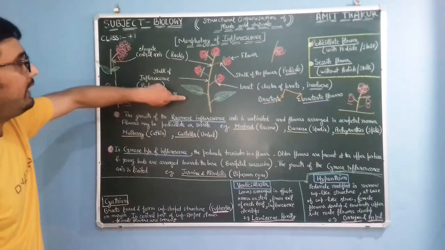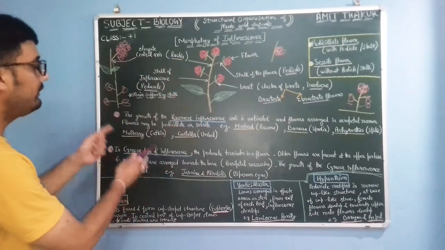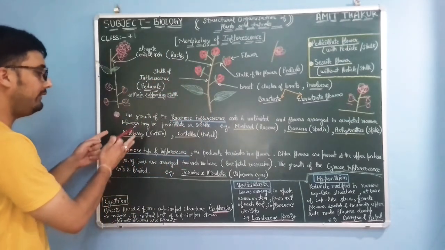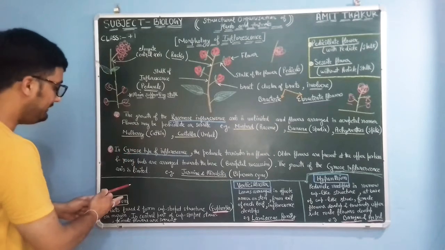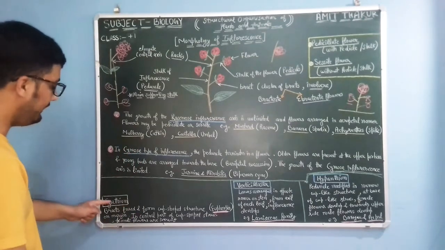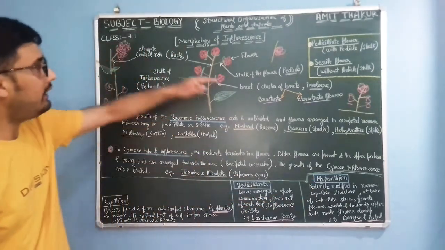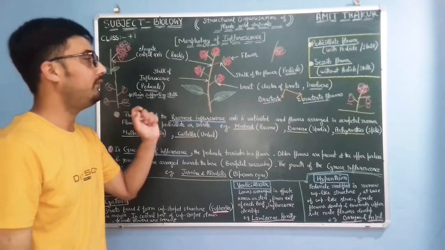So, this is about the morphology of inflorescence, the various parts, some important points of racemose and cymose type of inflorescence, and these three special types of inflorescence, that is cyathium, verticillaster and hypanthodium. So it's all about the topic inflorescence.